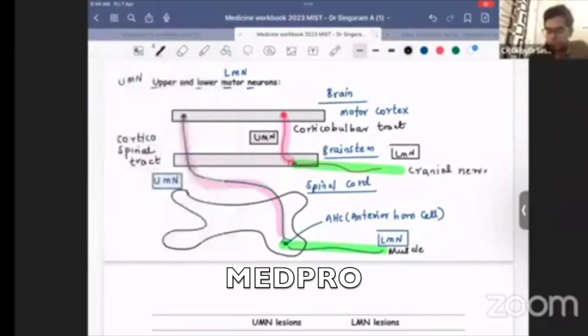I hope you're able to follow this. It simply refers to the cranial nerves. Is that clear, everybody? Are you able to understand till this point of time? Okay, right, very good. So this is what it is. You should understand what is UMN and what is LMN.